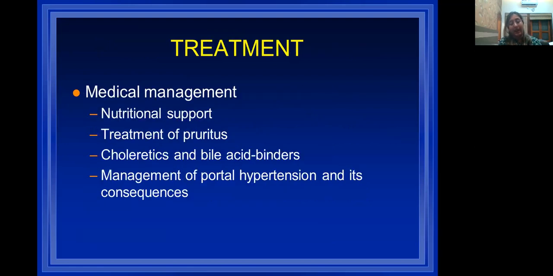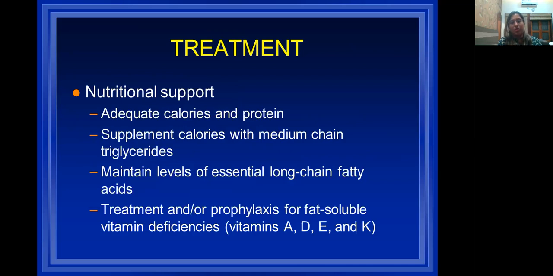Coming to treatment, medical management. Medical management is divided into nutritional support, treatment of pruritus secondary to jaundice, choleretics and bile acid binders, and management of portal hypertension and its consequences. In nutritional support, we have to give adequate calories and protein. Supplement calories with medium chain triglycerides, because as the liver is involved, it will not be able to break down the long chain fatty acids completely. Therefore, we try to supplement more medium chain triglycerides, or MCTs.